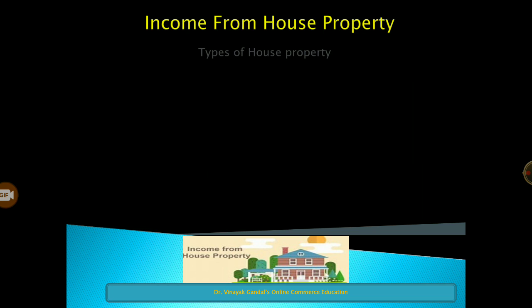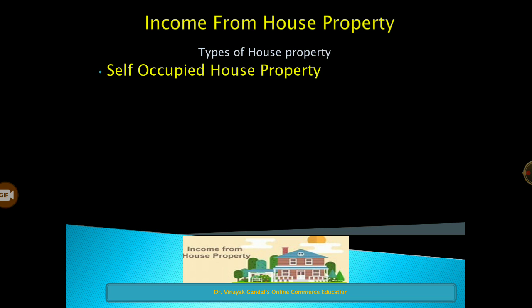So dear students, now it is a must for all of us to understand the various types of house property. Even while determining the tax liability under house property, we have to classify the house property into various categories depending upon their nature. Okay. So the first type of house property is self-occupied house property. It means the property or house which is used by the assessee for his own residential purpose.